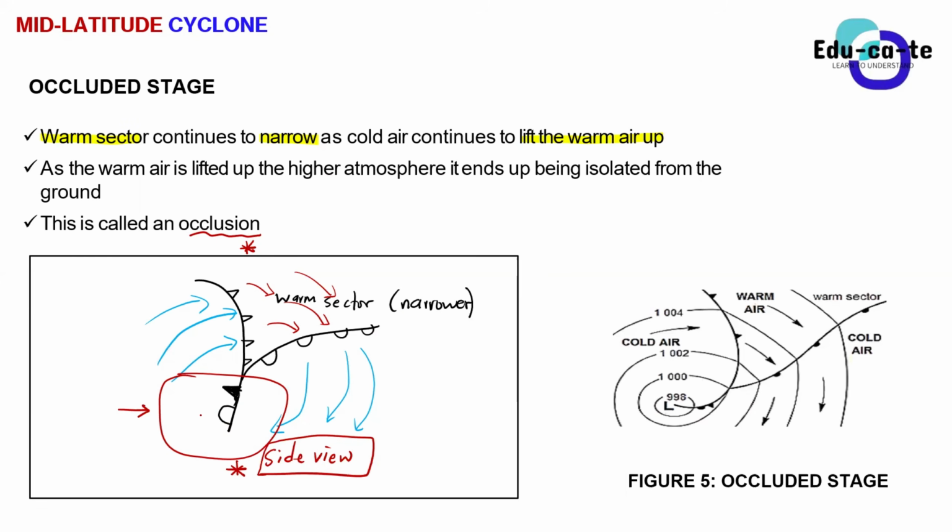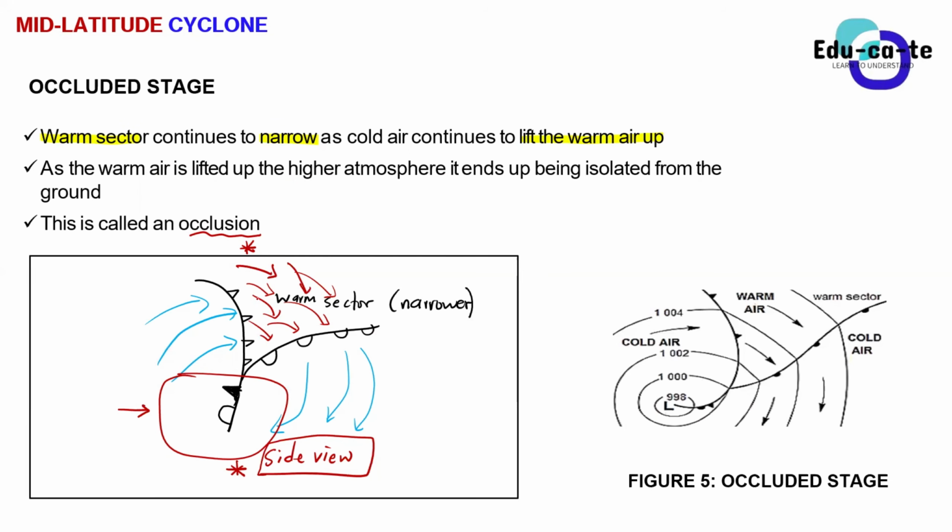Okay. So an occlusion just means that the warm air has been lifted up into the upper atmosphere. So it's kind of the warm air has been all lifted up from the ground. The warm air is no longer here on the ground. It has been lifted to the high atmosphere. So we say that an occlusion has occurred. But there are types of occlusions, which is something we'll do next time.